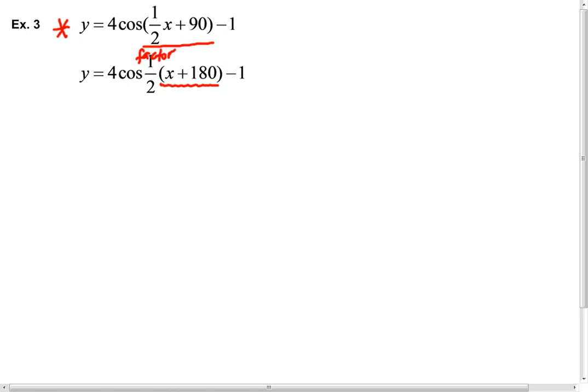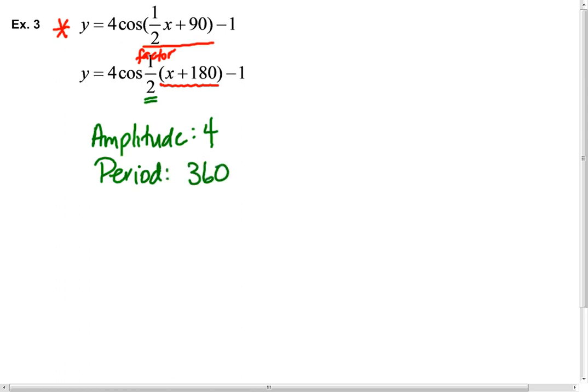And now it is very clear what transformations have happened. So left to right, our amplitude is 4. Our function has been vertically stretched, factor 4. Second thing that I see is the half. That is a horizontal expansion, factor 2. The period has been adjusted, 360 divided by a half. And although that is ugly, that gives us a period of 720.